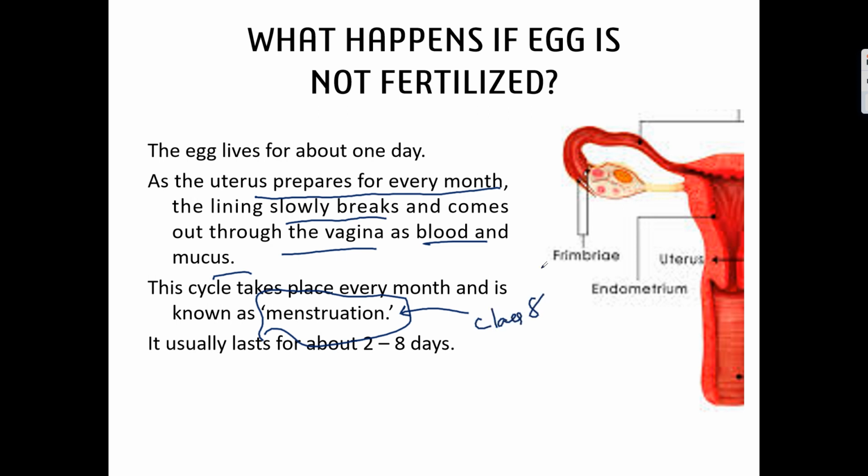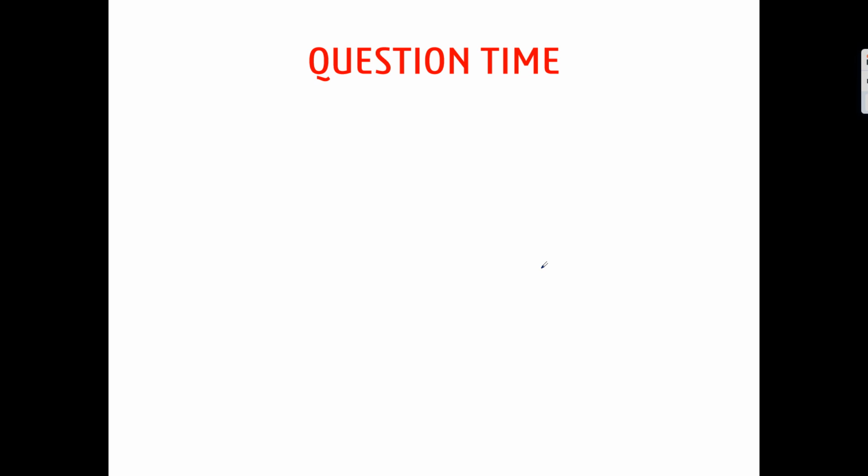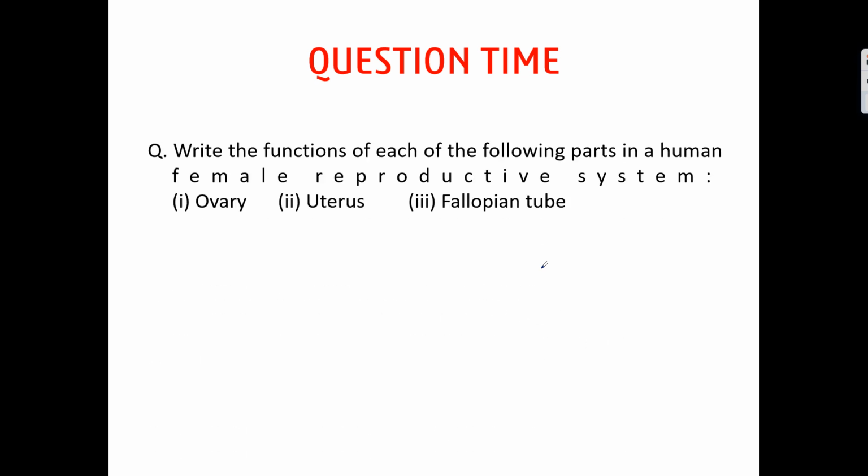Okay. So now let us look at a few questions which are usually asked in the exam. Write the functions of the following parts of the human female reproductive system. Ovary produces eggs. Uterus prepares every month. Fallopian tube, site of fertilization. Oviduct, it is also a site of fertilization. Uterus, the same question is repeated here.